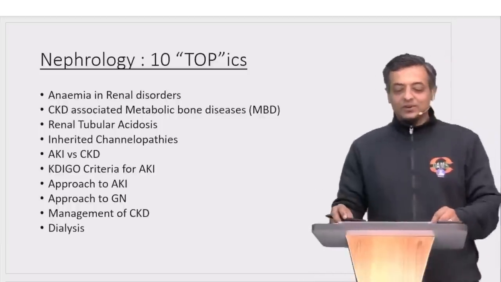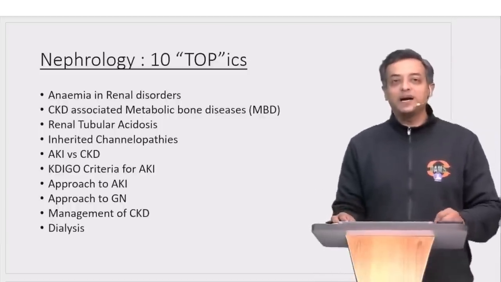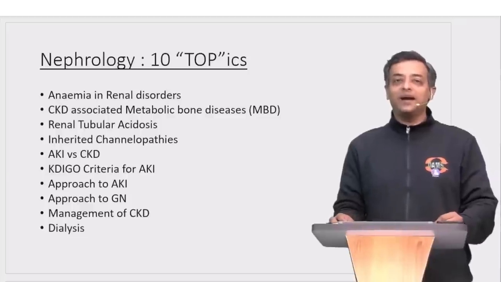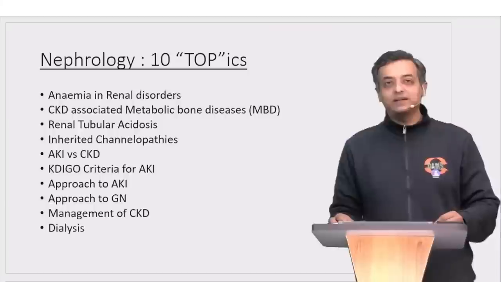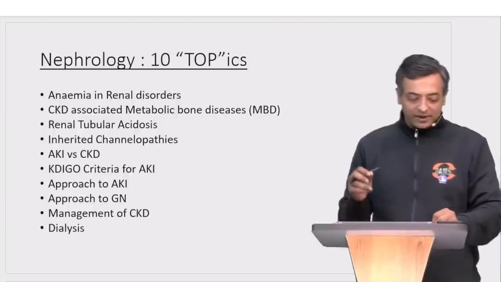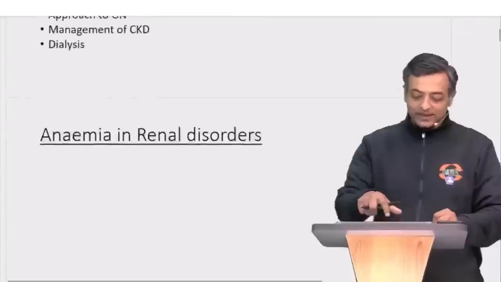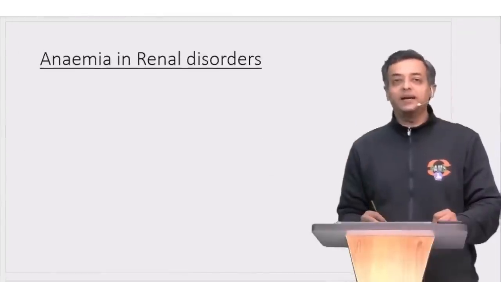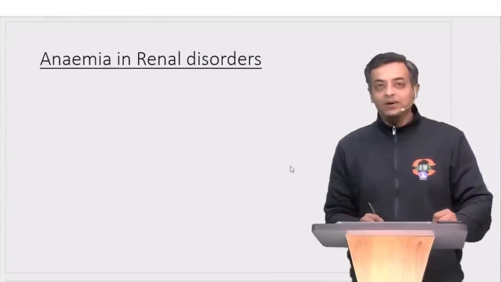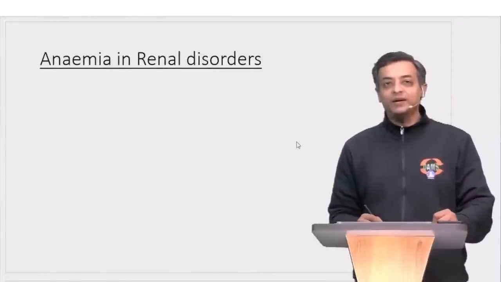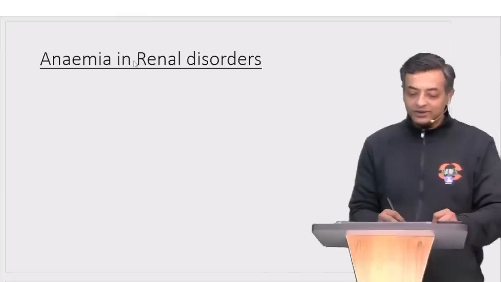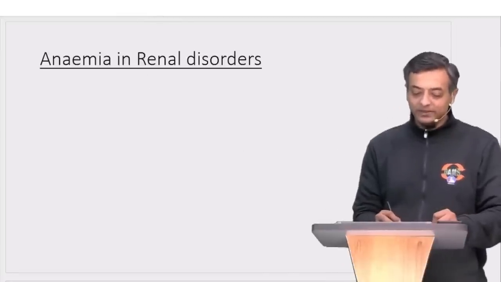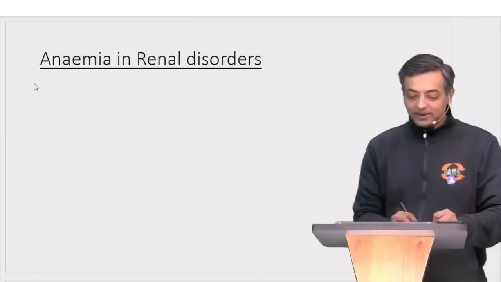Right. So in nephrology, we are going to start with anemia and we are going to end with dialysis, with the updates and important drugs. Let's get started with anemia in renal disorders. I know we have studied the topic in class, but what we want to know in addition are the flowcharts and application.